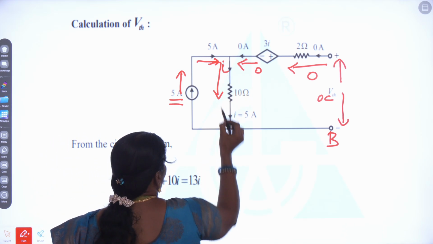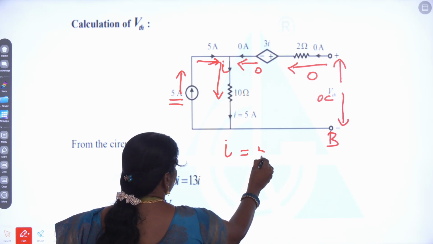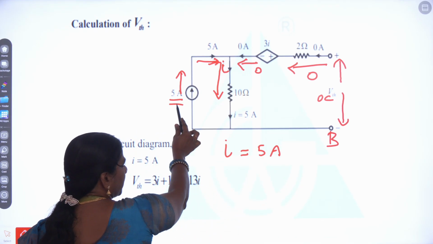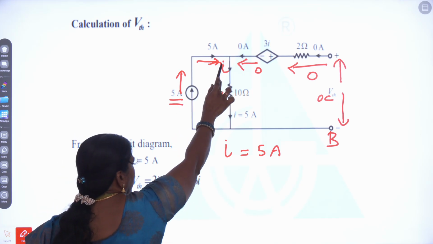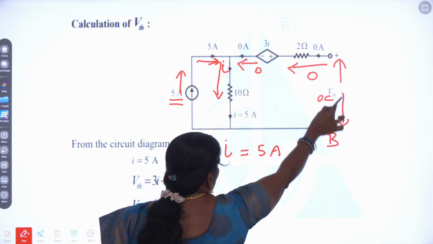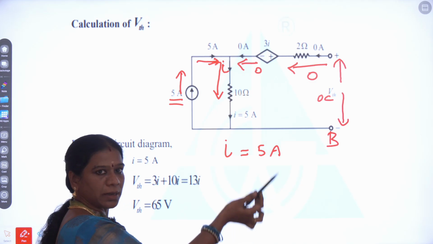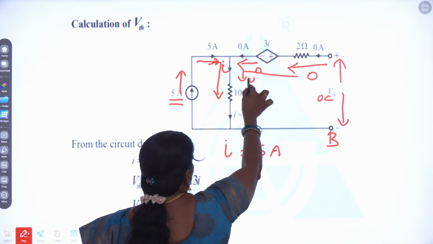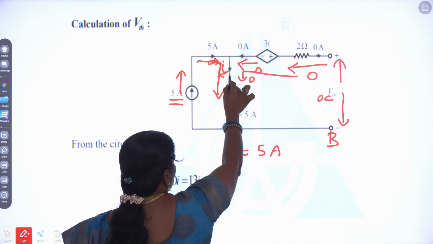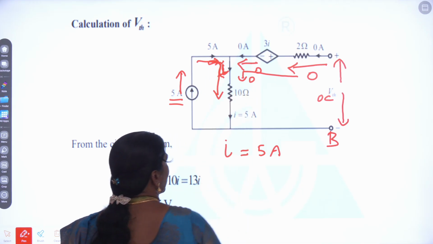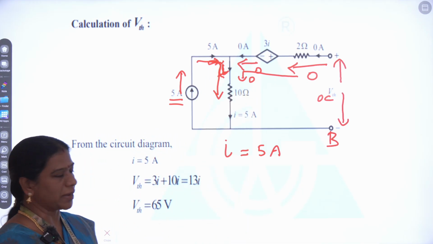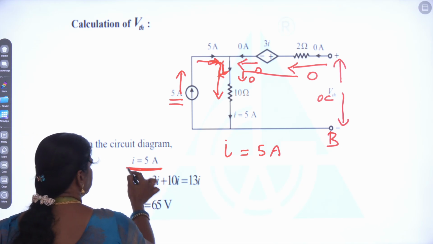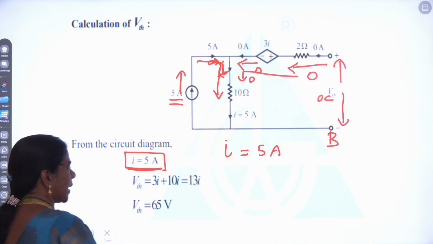So what is the current passing through this 10 ohm resistor now? And what is the value of I? It will be given by 5 amperes only. Okay? Because this is the 5 ampere current source that will deliver 5 ampere current. And as it is open circuited, there is no current in that particular branch. So the current passing through this will be 0. Here it is 5. So what is the current passing through this 10 ohms? Nothing but that I value will be equal to 5 amperes. So we can consider I is 5 amperes. Let it be. Our I is 5 amperes.